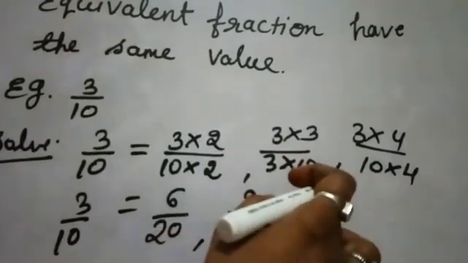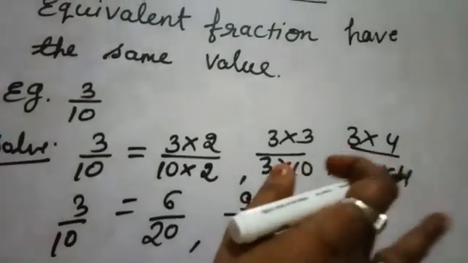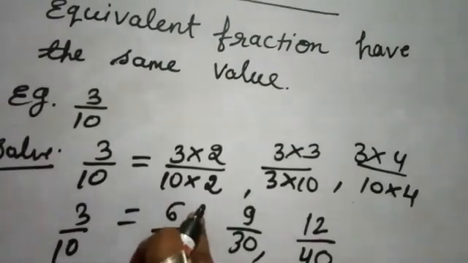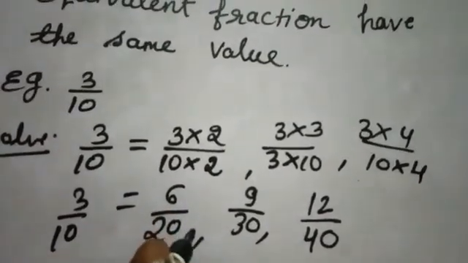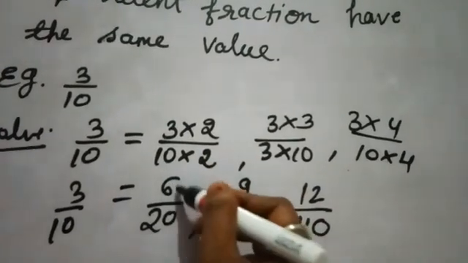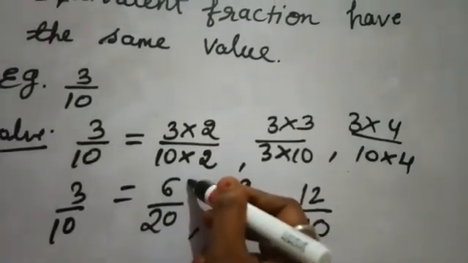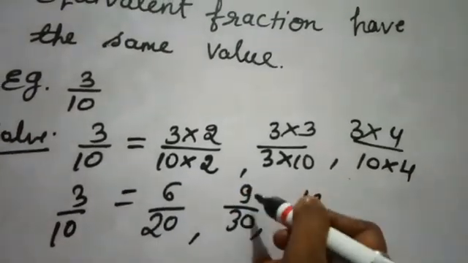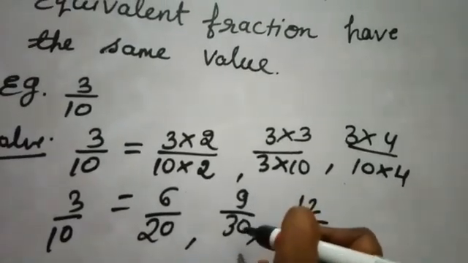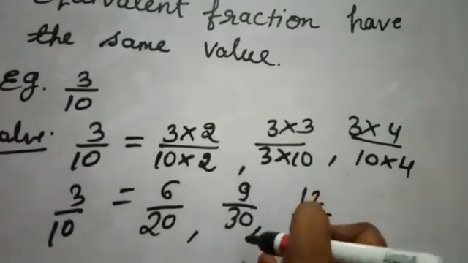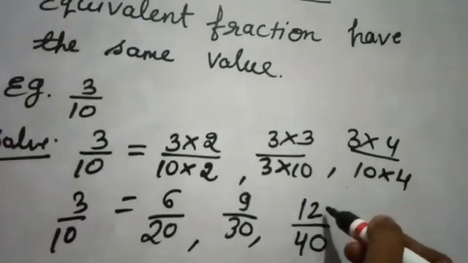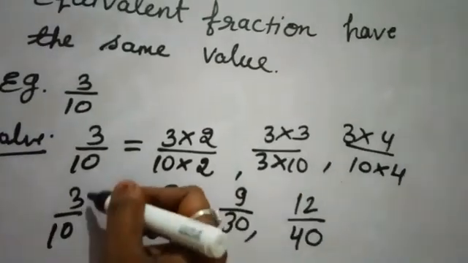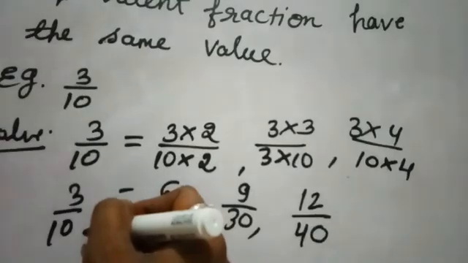With the help of this process, you can find 4 or 5 equivalent fractions of the given fraction. Here 3 upon 10 is equivalent to 6 upon 20. How? When we divide both numbers by the same number, 2 3s are 6 and 2 10s are 20. So our answer is 3 upon 10. Here also both numbers are divisible by 3. 3 3s are 9, 3 10s are 30. Here 4 3s are 12 and 4 10s are 40. So these are equivalent fractions of 3 by 10.